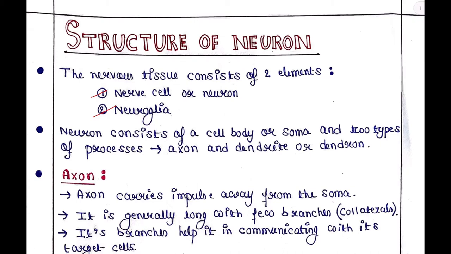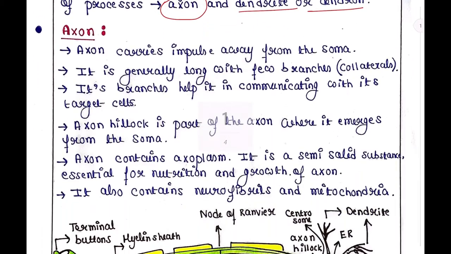So neuron consists of a cell body or soma and two types of process. So first one is the axon and second one is the dendrite or dendron. So what is axon? Axon carries impulse away from the soma. From the soma, that is from the cell body, axon carries the electrical impulse away from the cell body. It is generally long with few branches. So axon contains few branches and those branches are also called collaterals.